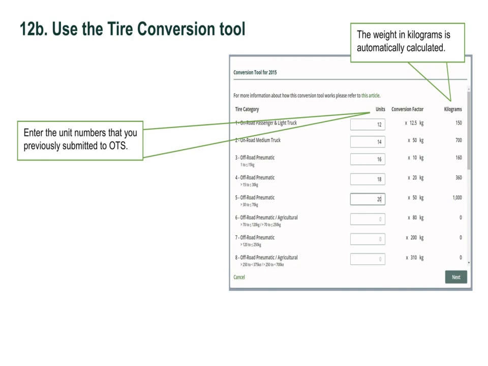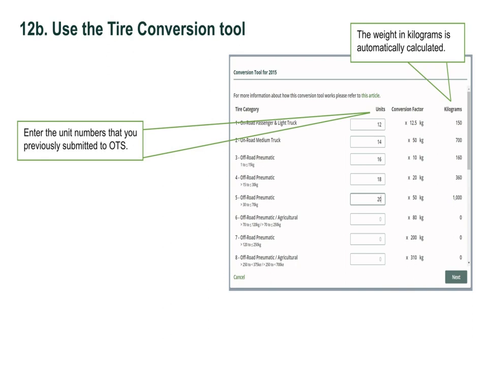You have to scroll down through this to get all 18 categories, but essentially these are the 18 categories that OTS used. The way OTS collected its information, the stewards simply entered the number of units for each of those categories, and then a conversion factor was applied to come up with kilograms. We have taken those conversion factors, so all you have to do is enter the units that you previously reported to OTS. The conversion factor automatically calculates the kilograms.